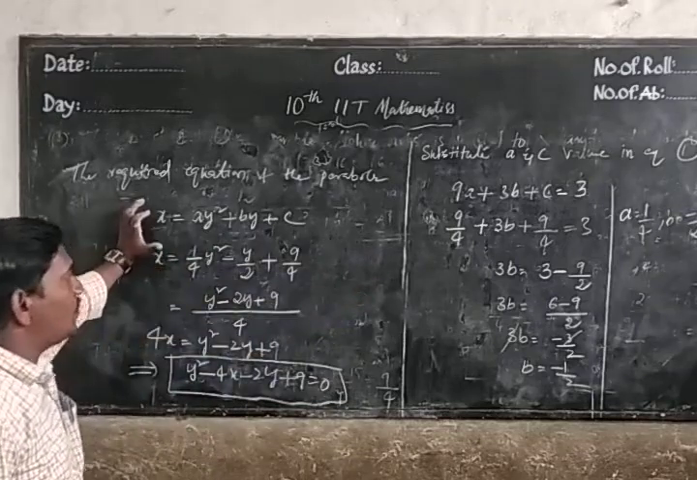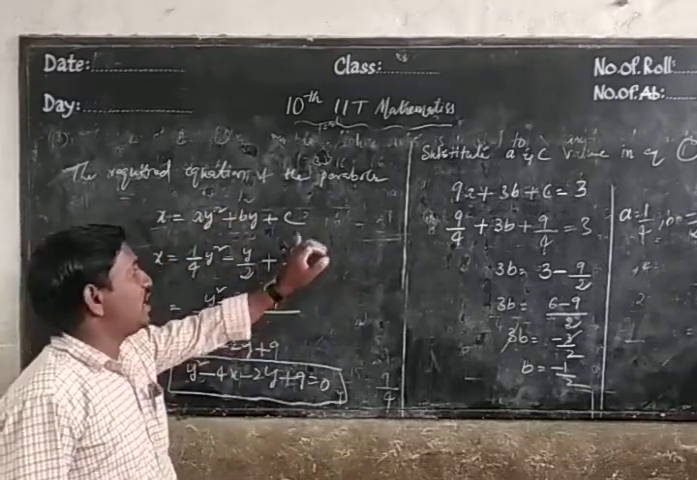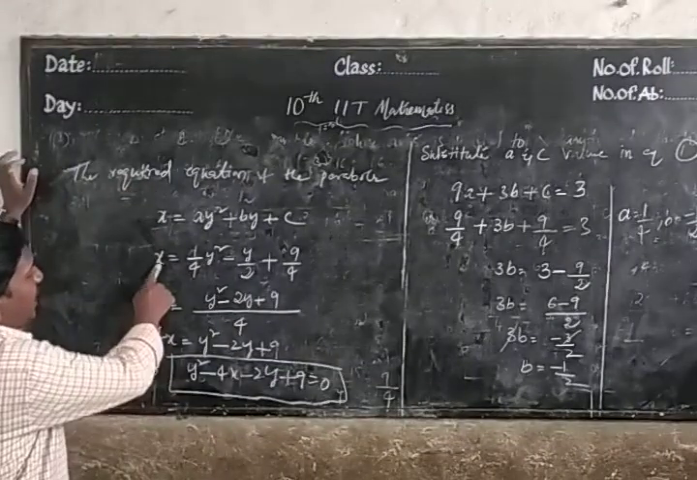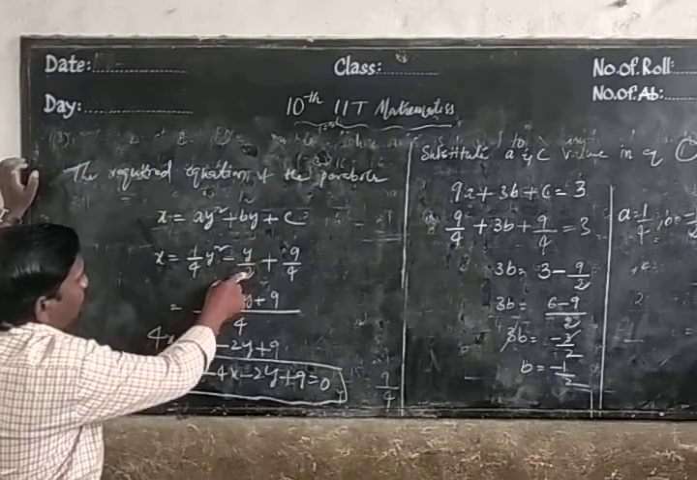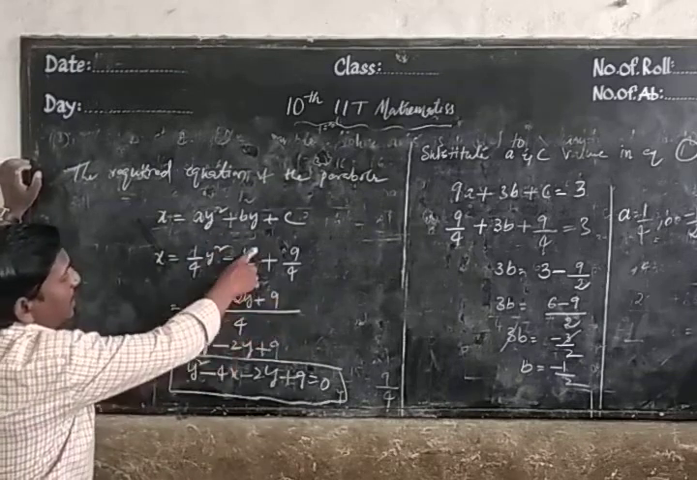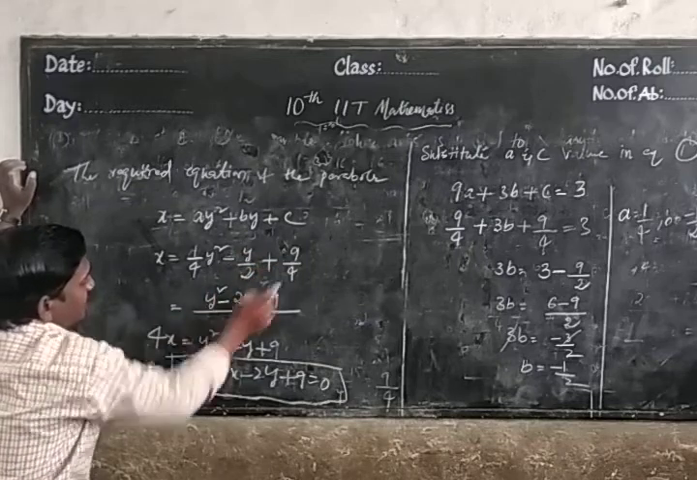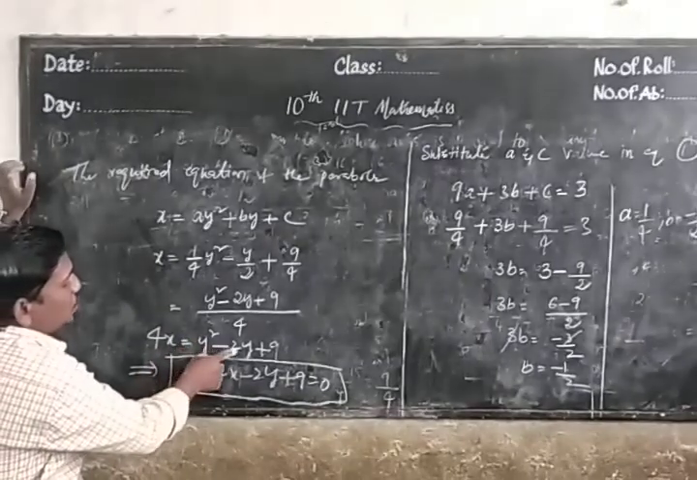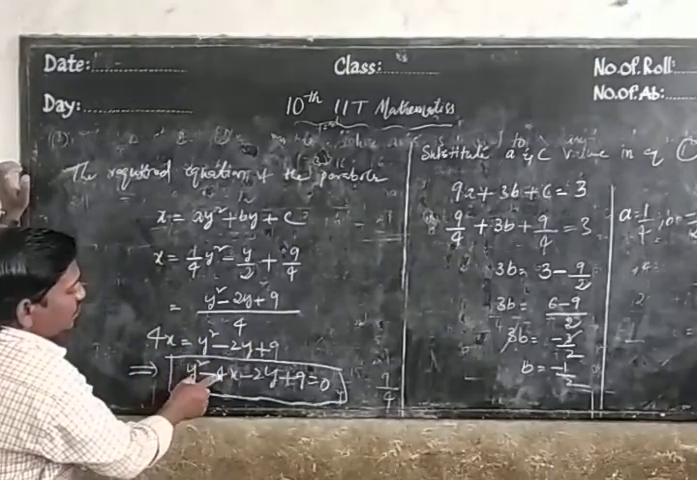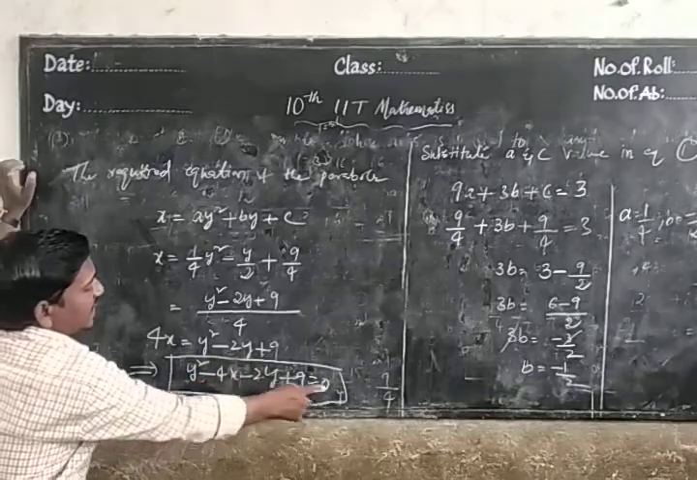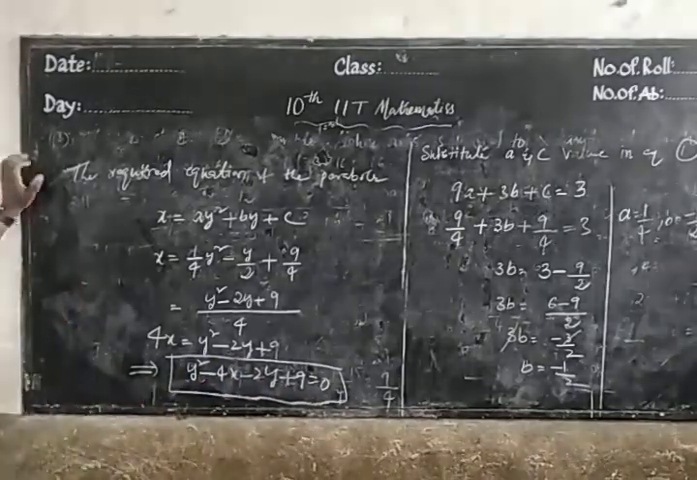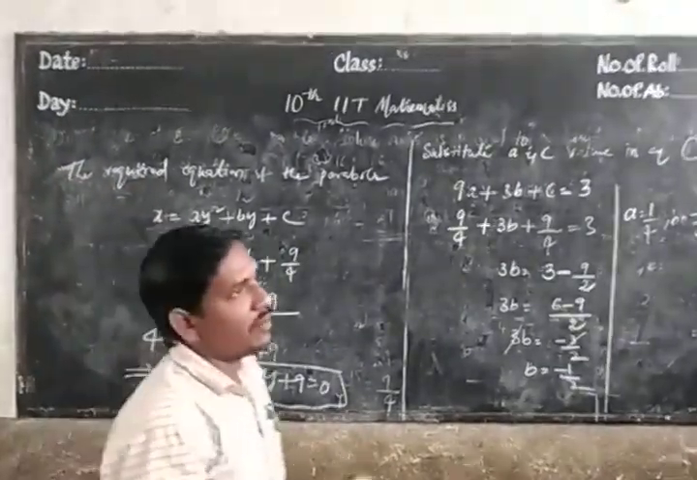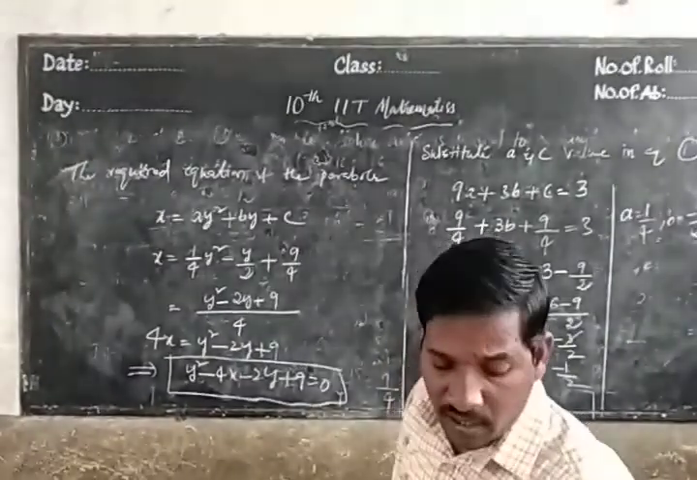A value is 1 by 4, b value is minus 1 by 2, c value is 9 by 4. So substituting in these equations, x equal to 1 by 4 y square minus y by 2, because b means minus 1 by 2, plus 9 by 4. So by transposition, 4x equal to y square minus 2y plus 9. Y square minus 4x minus 2y plus 9 equal to 0. This is the required equation of the parabola with axis parallel to the y-axis, which passes through (3, 3), (6, 5) and (6, minus 3).